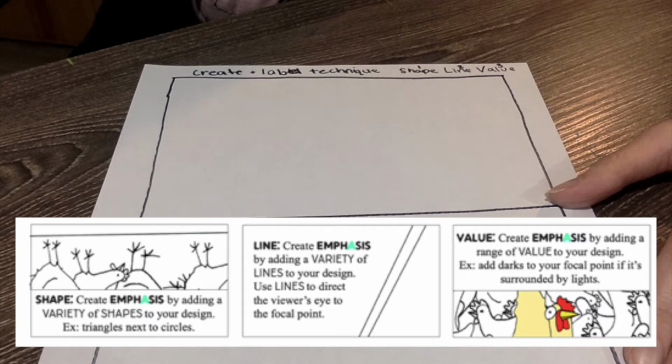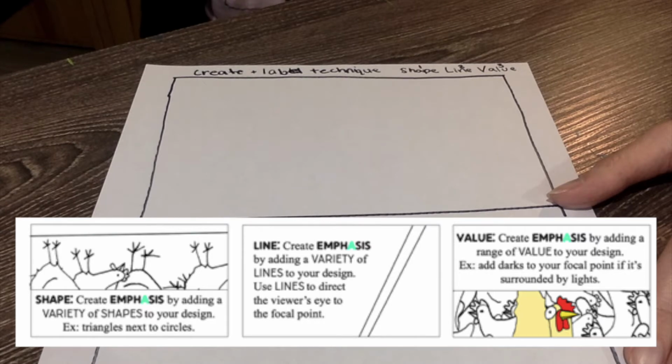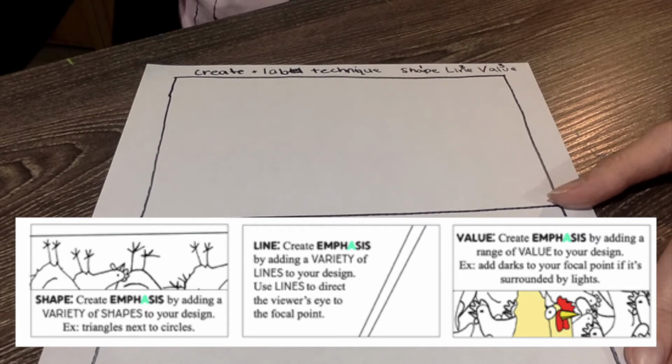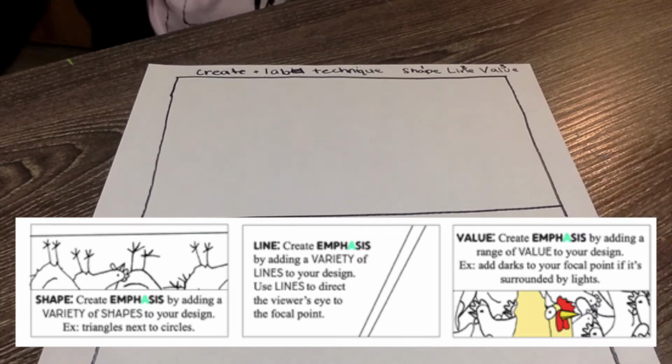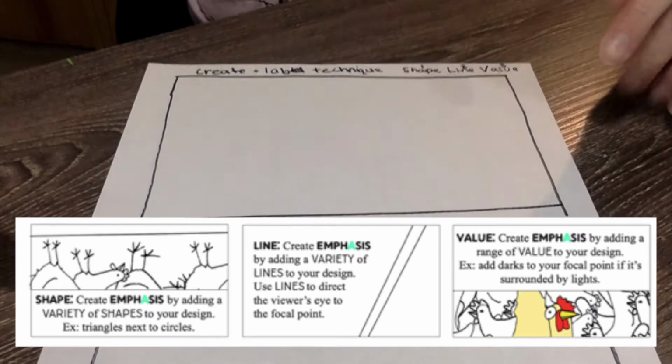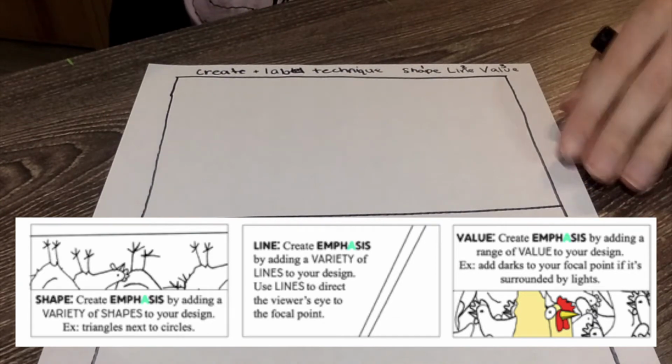Another is having lines, almost like lines on a street that give you the direction, or if you're a flight attendant and you're pointing your finger, you're drawing the lines towards where you want the people to look. And the third one is value. Value helps create emphasis by, if it's all in light, making it darker, or if it's all in dark, putting it in light.